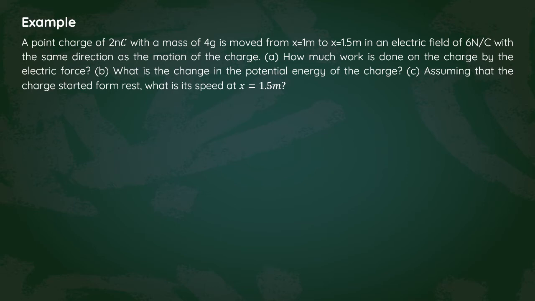So let's have here an example. A point charge of 2 nanocoulombs with a mass of 4 grams is moved from a position of 1 meter to 1.5 meters in an electric field of 6 newtons per coulomb with the same direction as the motion of the charge. A. How much work is done on the charge by the electric force?